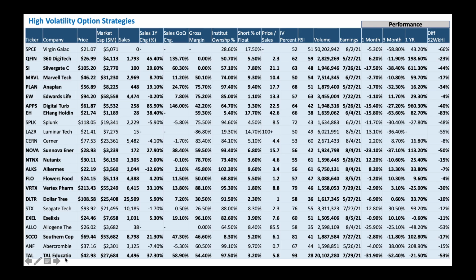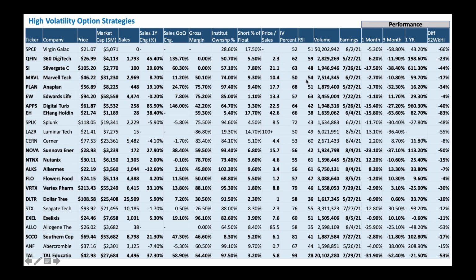at the bottom here. The way this chart is organized is I have the stock itself, the company, price, market cap, sales and sales acceleration or sales growth, very important, and the gross margin, also short ratio, and price to sales, which talks about valuation. If the price to sales is high, that means valuation is high. Then we have IV percentile. IV percentile is very important when we are looking at high volatility premium selling strategies. So that's why we have to pay very close attention to IV percentile.